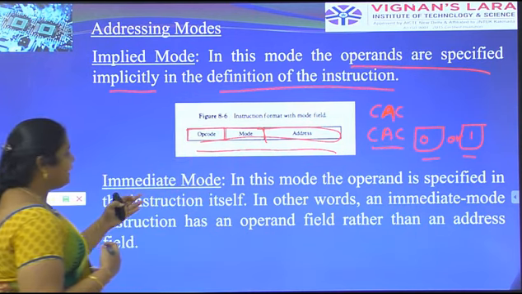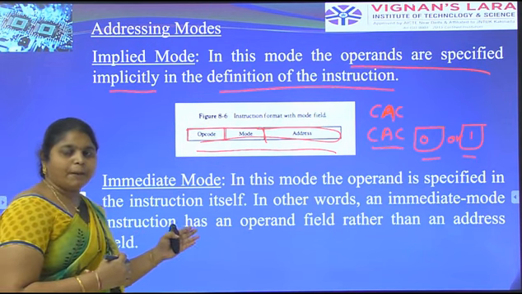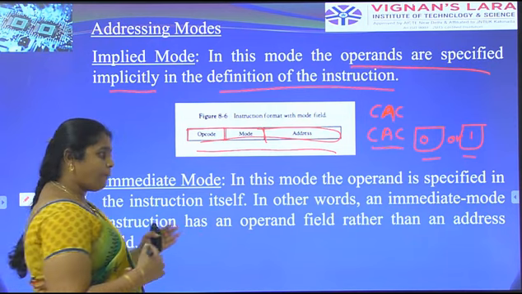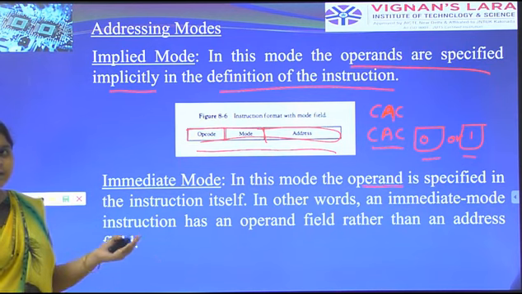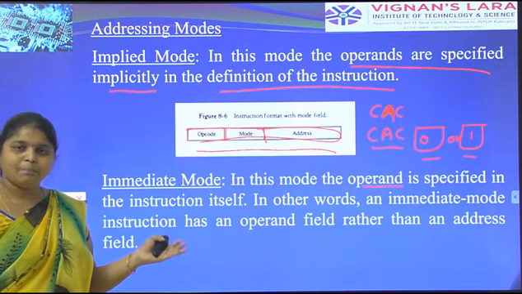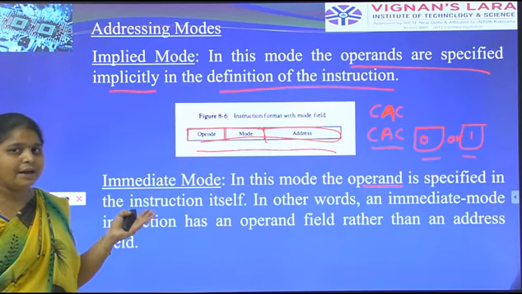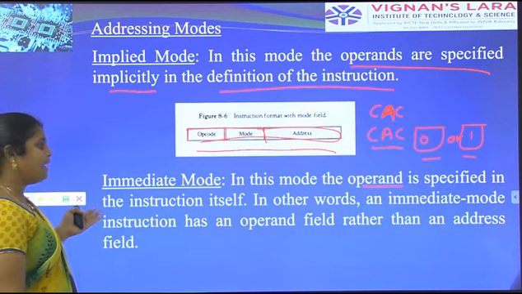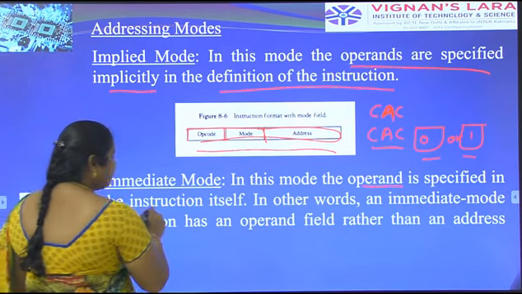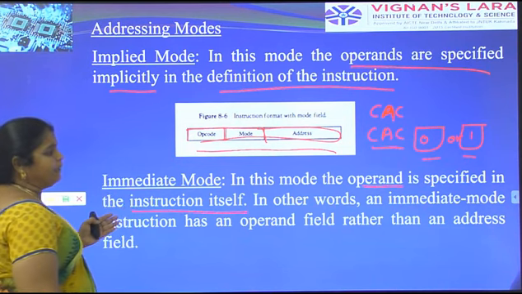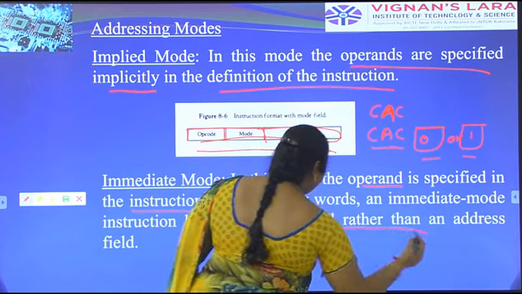Next is the immediate mode. In all arithmetic operations, we perform the operations on operands only, and the operand is stored in memory or in a register. That is why we use these addressing modes. The immediate addressing mode is used to specify the operand in the instruction itself. In other words, in immediate mode, the instruction has an operand field rather than an address field.